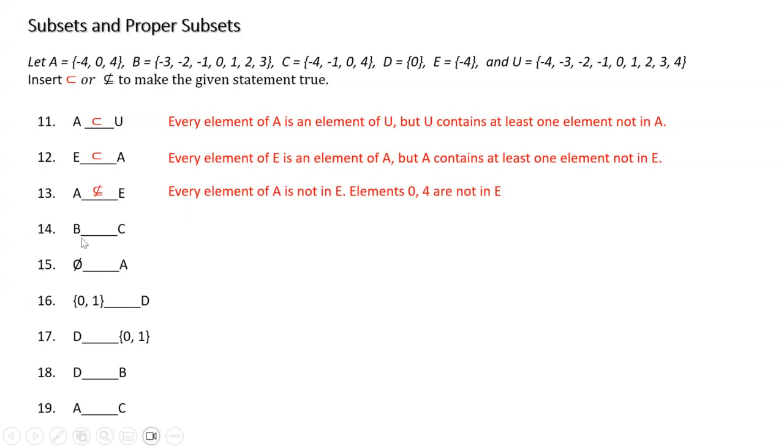Now look at number 14. Right, we have B. B contains the elements -3, -2, -1, 0, 1, 2, and 3. And C contains -4, -1, 0, and 4. So then the answer is going to be this one here, right? Not a subset, because every element in B is not in C.